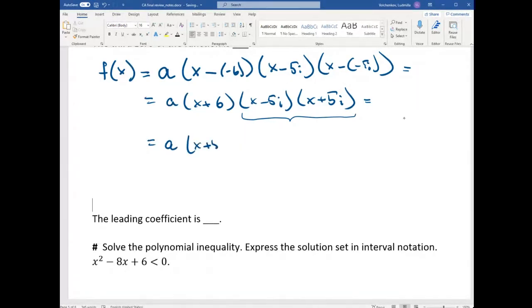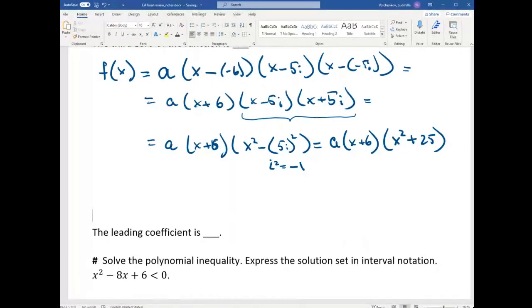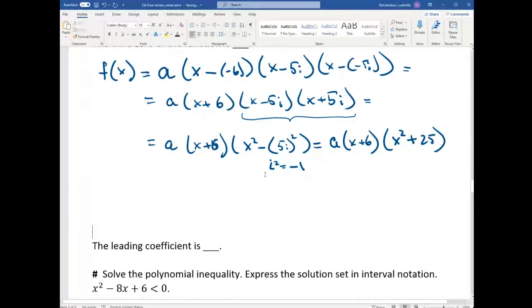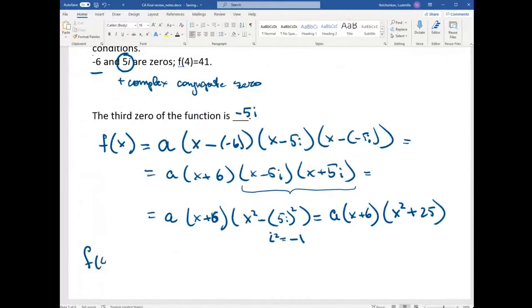A times x plus 6 times x squared minus 5i squared. So you remember that i squared equals negative 1, so we can write it as a times x plus 6 times x squared plus 25. Because we have a negative sign and i squared is also negative 1, so we usually get plus in such an equation. And now to find the leading coefficient, we can use this extra condition that we have, f of 4 equals 41.